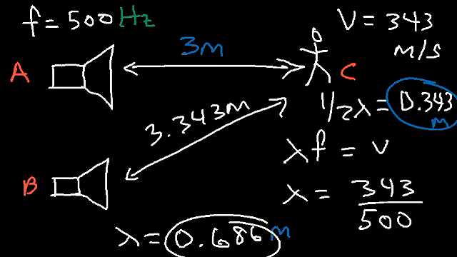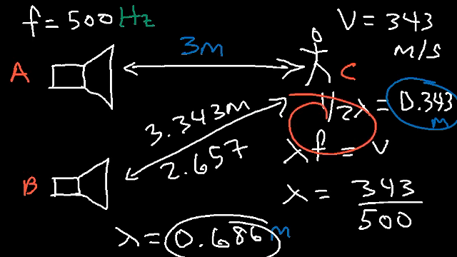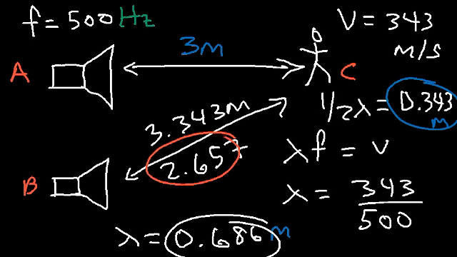Now let's say if it was 3 minus 0.343. Let's say it's 2.657. Now based on the picture, the way it looks, it should be more because this distance is clearly greater than 3. But let's say it wasn't drawn to scale. Let's say the person was over here or something. Then this distance could be less than 3. But if it was 2.657, destructive interference will still occur.